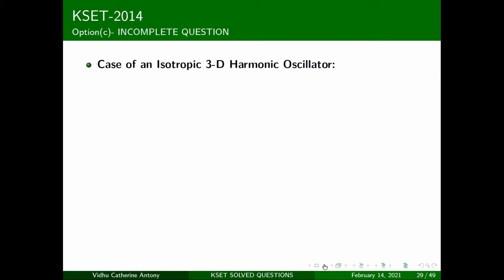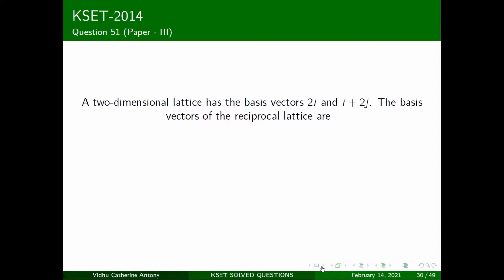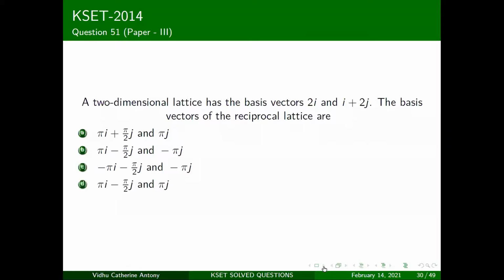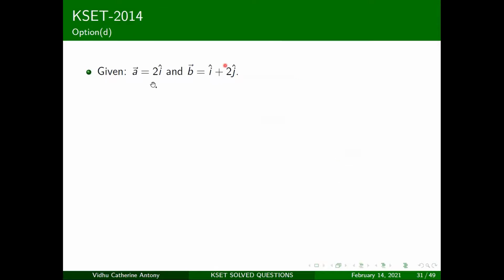Okay, so let's go to the next question. Let's look at this. A two-dimensional lattice has the basis vectors 2i and i plus 2j. The basis vectors of the reciprocal lattice are pi i plus pi by 2 j and all of these different options, with pi and without pi, and minus and plus and all that. Okay, so given A is equal to 2i cap and B is equal to i cap plus 2j cap, what do you have here?